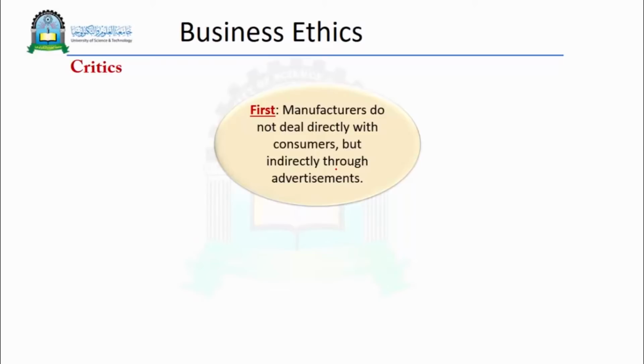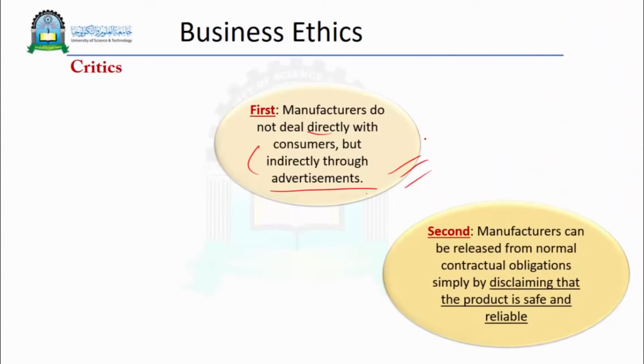First, manufacturers do not necessarily deal directly with consumers, but they do through advertisements. They deal indirectly through advertisements. Some other times they indirectly deal with customers through channels, like for example retailers, warehouses, and sellers.